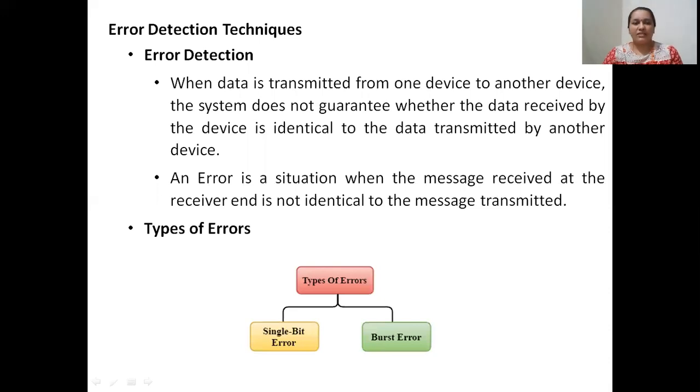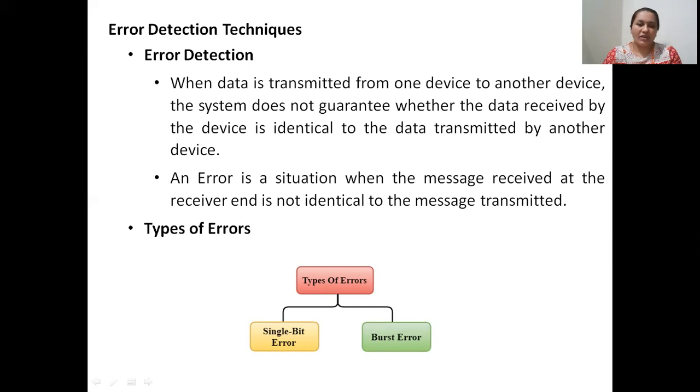Now, let us discuss in more detail some error detection techniques which are available in the data link layer. Before we move to the techniques, we should understand what error detection is. Whenever data is transmitted from one node to another through a network, there is no guarantee that all the data will be received intact and identical to what was sent by the sender. There might be chances that one or more bits get reversed.